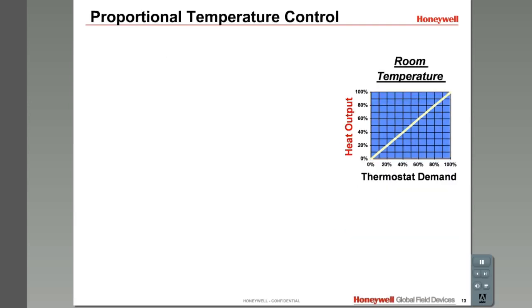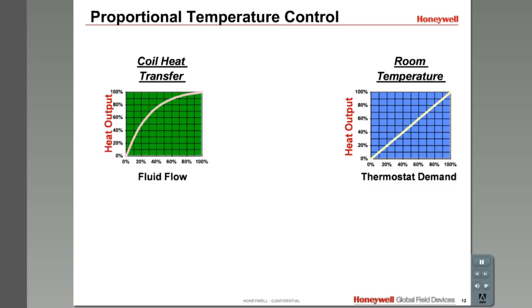It is best to control room temperature in a linear fashion, so that if the thermostat wants it to be 20% warmer, the coil will deliver 20% more heat. Heating coils have a characteristic similar to this one.